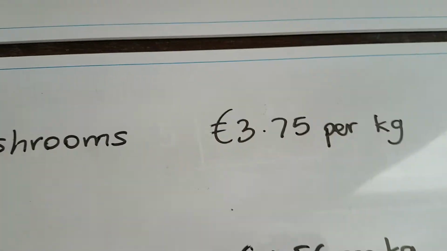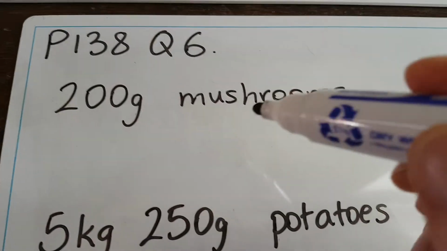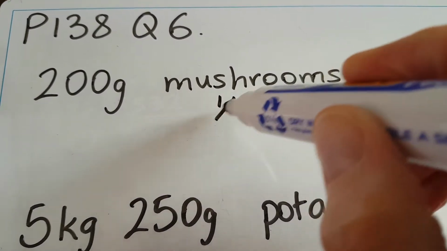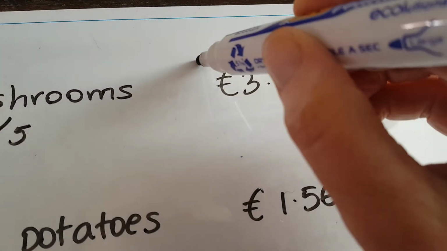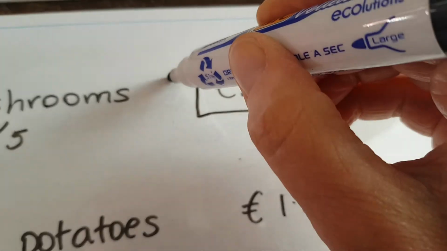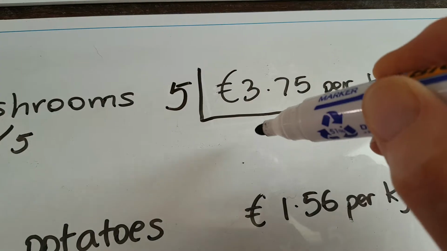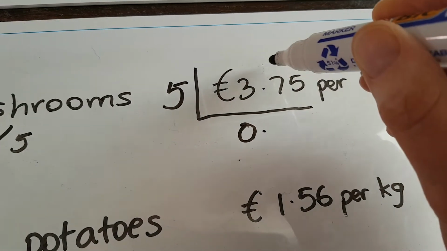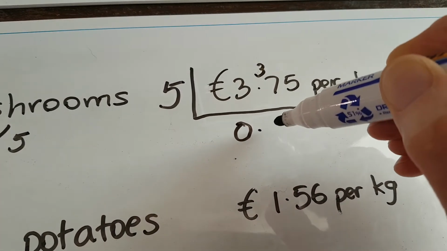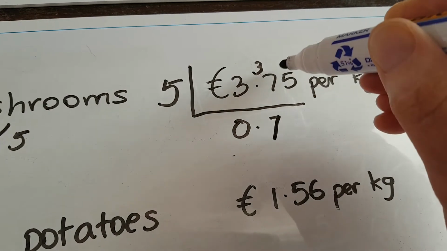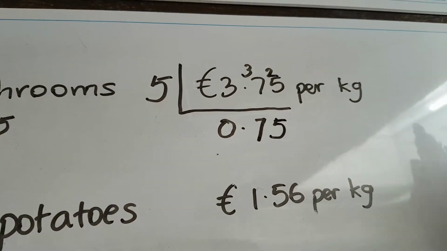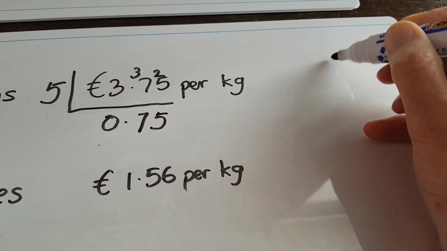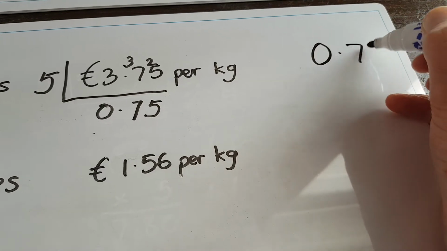Right, 200 grams of mushrooms at $3.75 per kilogram. Well, 200 grams, that would be 1/5 of a kilogram. So the easiest way to find the price of 1/5 of a kilogram is to divide this by 5. 5 and 3 won't go. Carry the 3. 7 5s are 35. Carry my 2. And 5 and 25 goes 5. So it cost her 75 cents for the mushrooms. So I'm going to put that out here so they have a record of it.